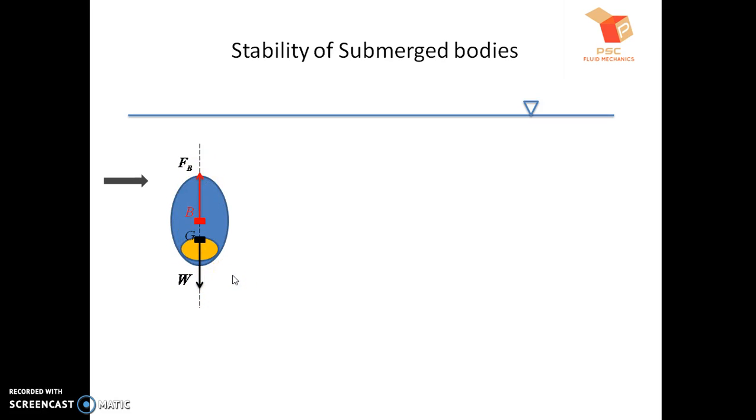Let us consider now some disturbance is caused onto this. Some external force is exerted, because of which this body has got shifted like this. And now there is some angular displacement because of the external disturbance.